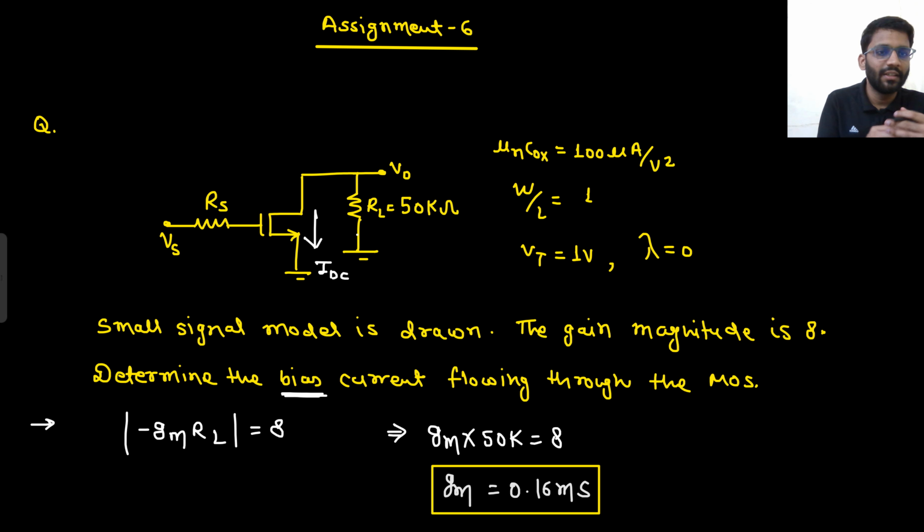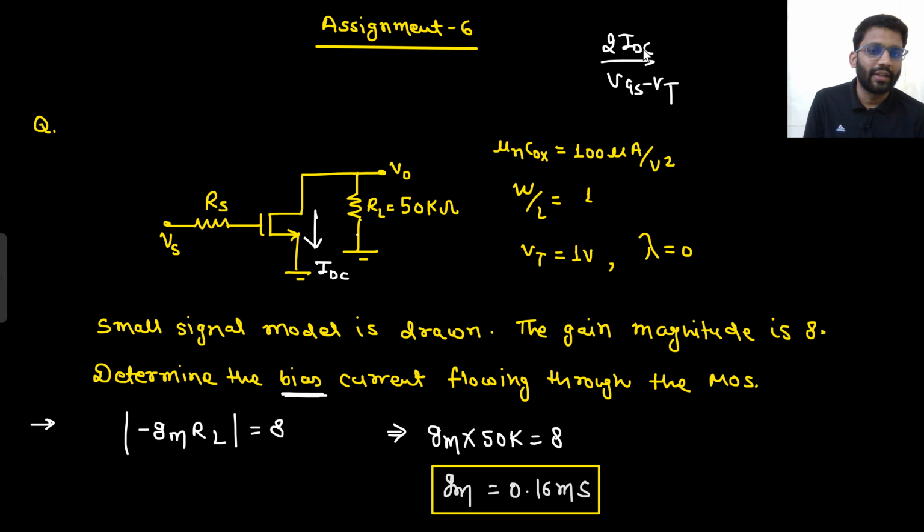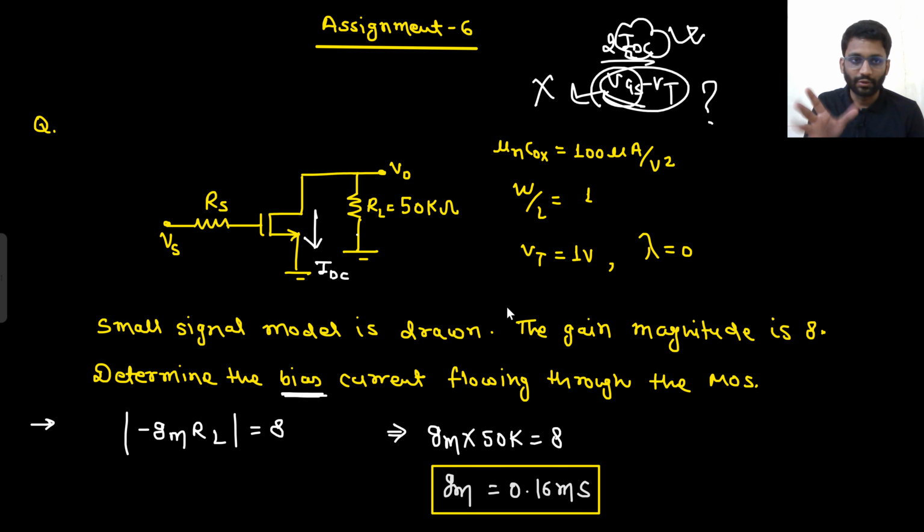The second formula is gm equals 2 IDC upon (VGS minus VT). So here you need to determine IDC. Okay, that is fine. But do you know the value of VGS minus VT? You know the value of VT, but you don't know the value of VGS. So this is also of no use. What is the next formula?